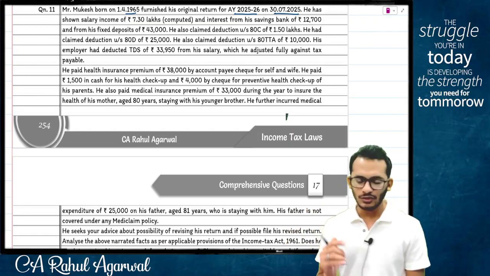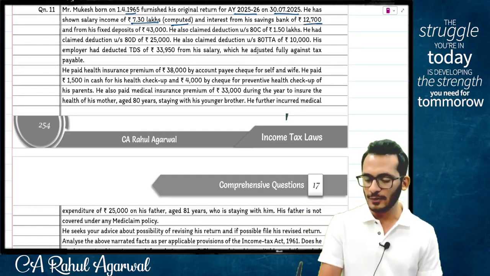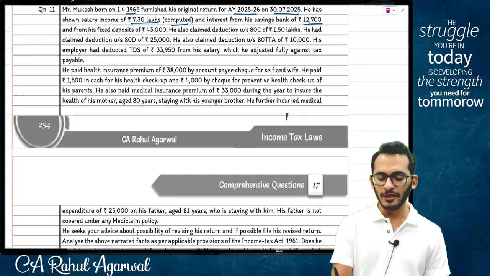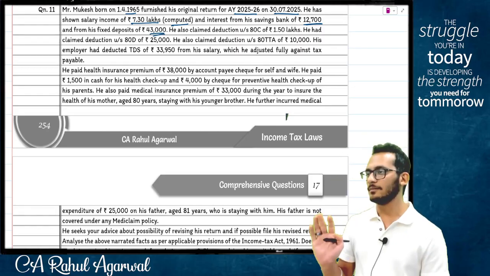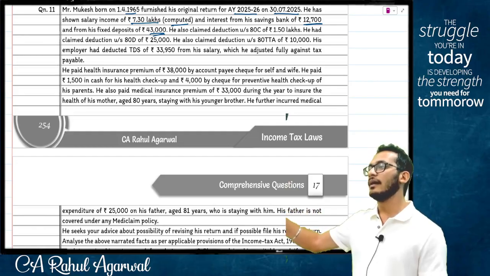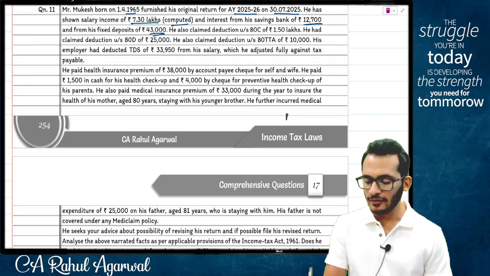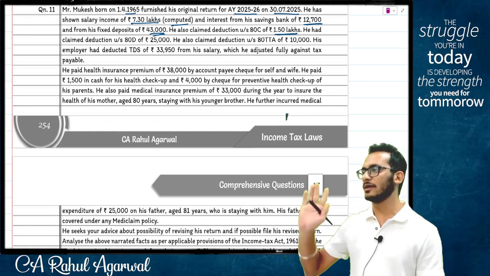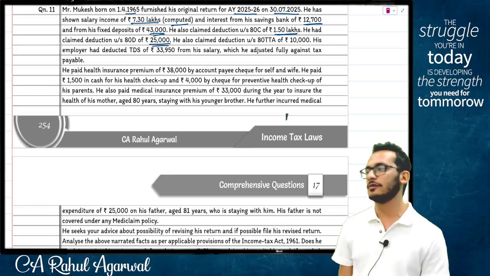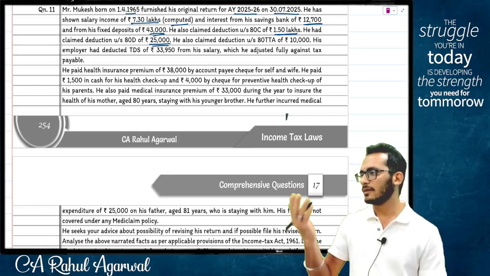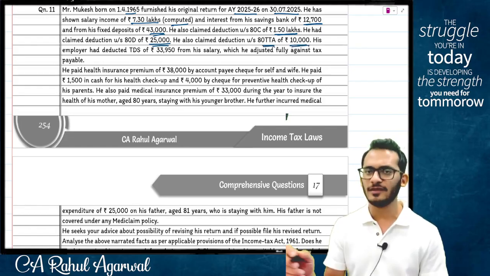He has shown salary income of 7.3 lakhs computed and has interest on savings account of 12,700 rupees with an FD of 43,000 rupees. So they've given us the breakup. Salary given, FD given, savings given. The person has also claimed a deduction of 80C of 1.5 lakhs. Okay, not okay? Okay. He has also claimed an 80D deduction of 25,000. Okay. He has also claimed a deduction under 80TTA for 10,000 rupees. Okay, not okay?